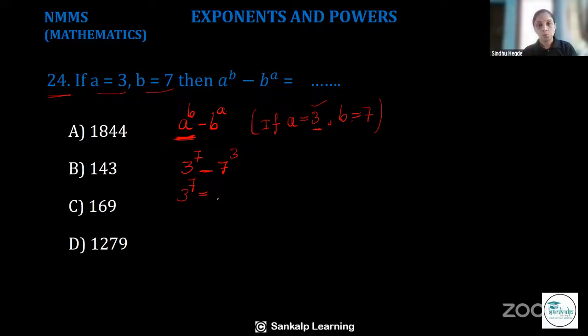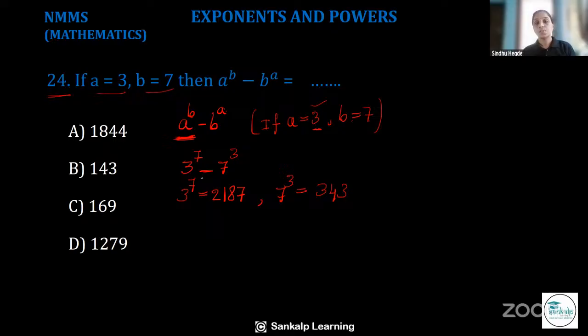We get 2187. Do the calculation and cross verify this answer. You got 2187 only when you multiply 3 with 7 times. Okay. Then 7 cube. 7 should be multiplied with 3 times. So we get 7 sevens are 49, 49 sevens are 343. Now substitute these two in the above expression.